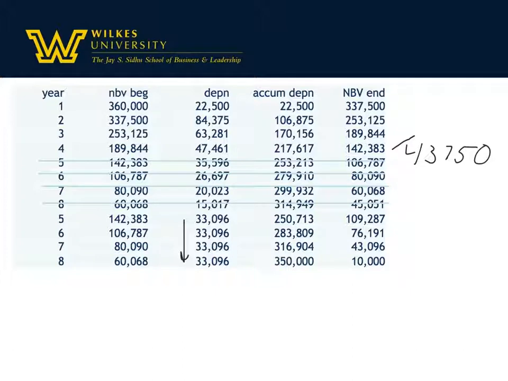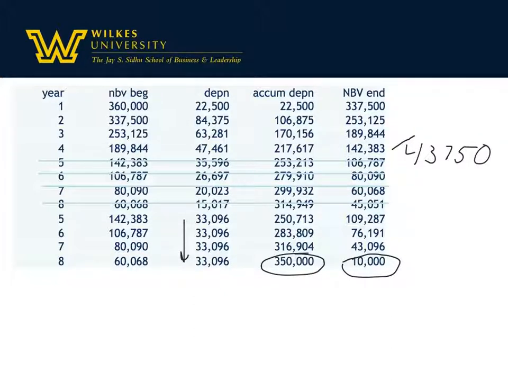I skipped the old years 5, 6, 7, 8 under double declining balance, converted to straight line, and I end up with the same thing I should have: a net book value at the end equal to my salvage value, and accumulated depreciation equal to my depreciable base.